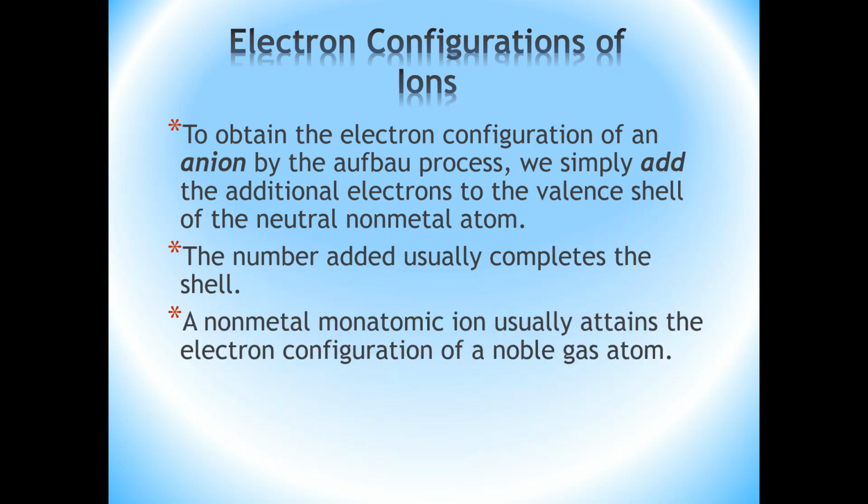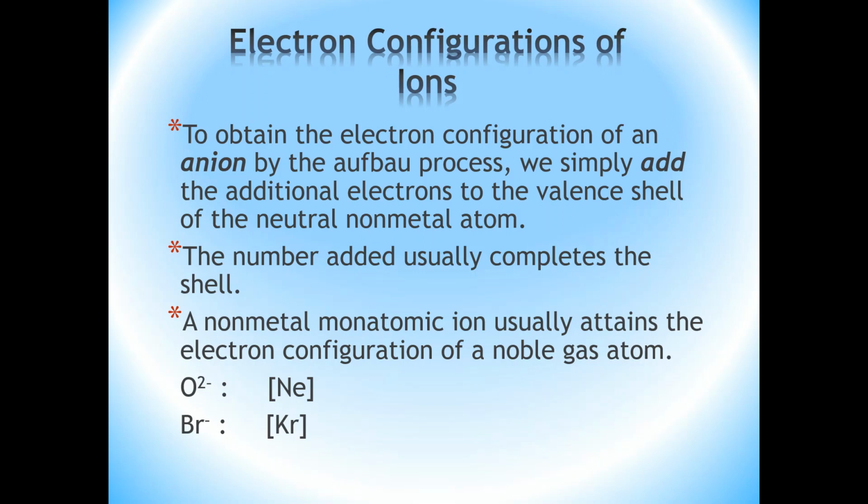In most cases, it usually results in a complete shell upon the addition of the extra electrons, right? And typically, a non-metallic monatomic ion ends up with the same electron configuration as the nearest group 8 element in the same period. So for example, in the case of the oxide ion, which is formed by adding 2 electrons to the oxygen atom, you're going to end up with the electronic configuration of neon. In the case of the bromide ion, which results when you add 1 electron to the bromine atom, you're going to end up with the electronic configuration of krypton, okay? So that's basically how you determine the electronic configuration of monatomic anions from their atoms.